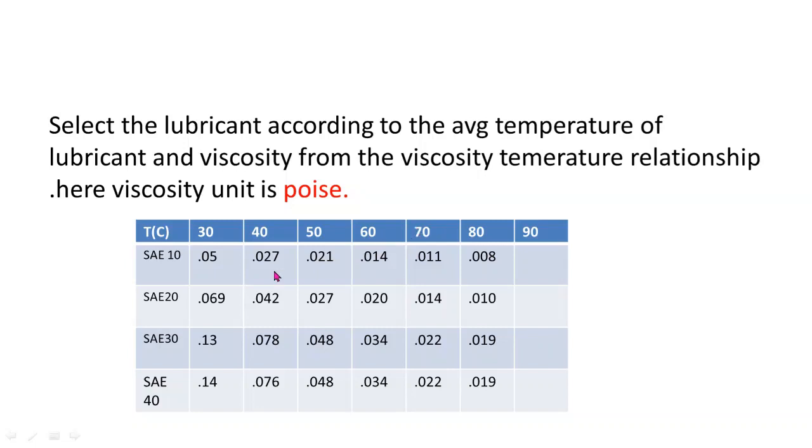Okay friend, and these are the viscosity. The variation of the temperature and the variation of the viscosity is shown in the table according to the particular oils. So accordingly we can choose the oil with the help of this table also.